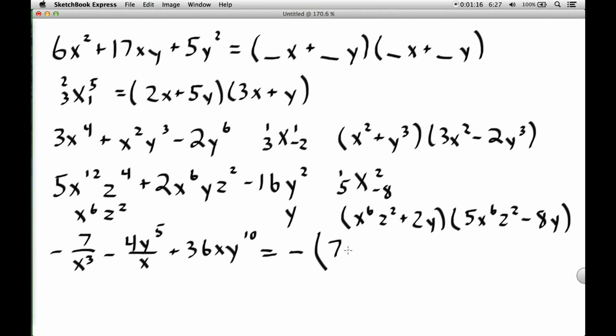So this is going to be negative 7x to the negative 3, plus now, since we're switching all the signs since we factored out the negative, plus 4x to the negative 1, y to the 5th, minus, we flip that sign, 36xy to the 10th.